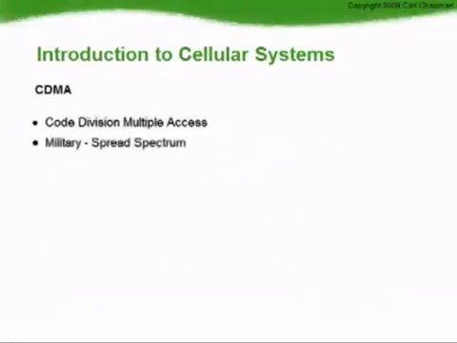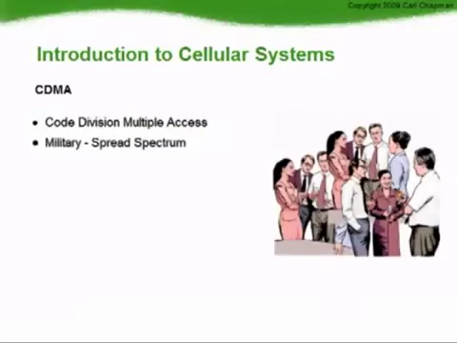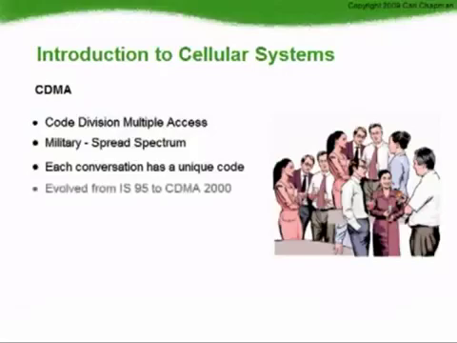CDMA, or code division multiple access, was originally designed for military spread spectrum communications. The best way to understand CDMA is to think of a room full of people where many conversations are taking place at one time, but each conversation is in a different language. A listener who can understand the language is able to follow a particular conversation, but to someone who cannot understand the language it is just noise. With CDMA, individual conversations are digitized and then encoded. Each telephone or data call is assigned a unique code, and as long as the receiving device has the correct code, it can pick its conversation out from the crowd.